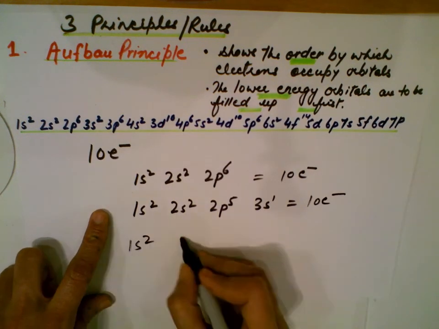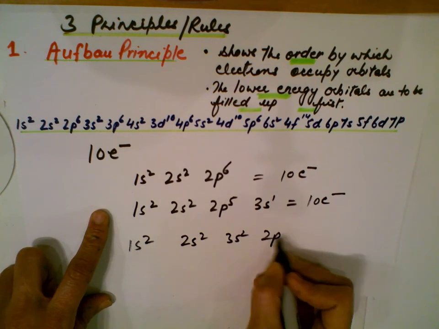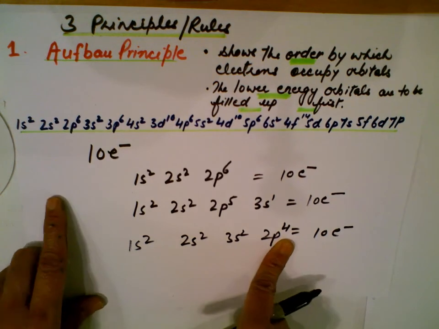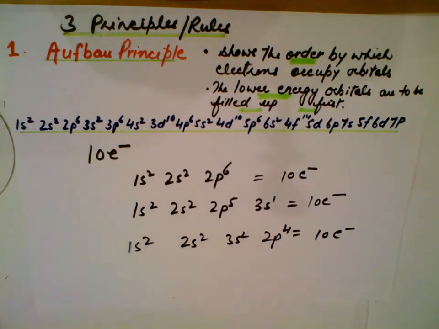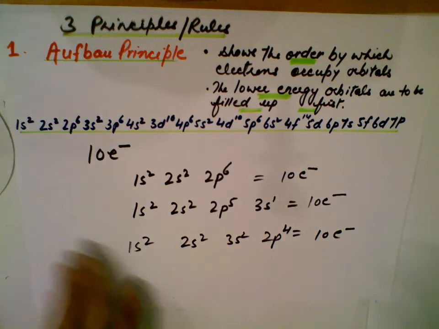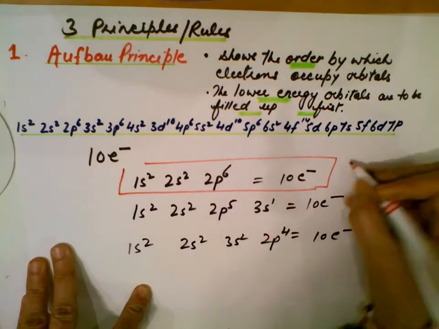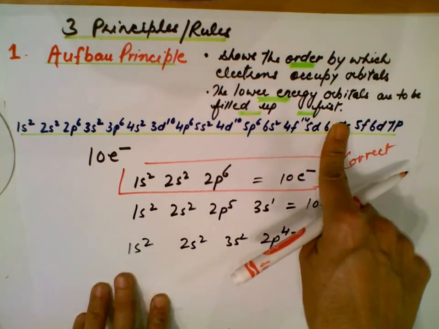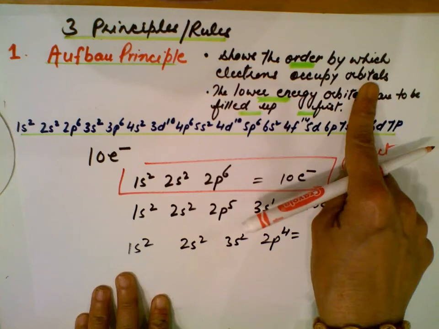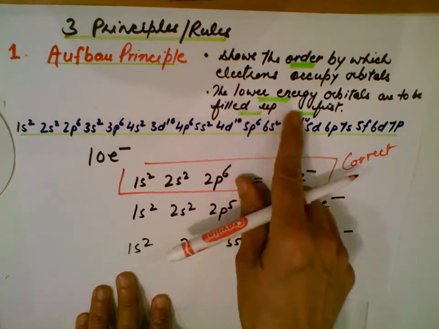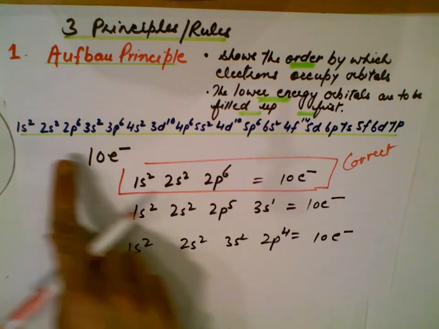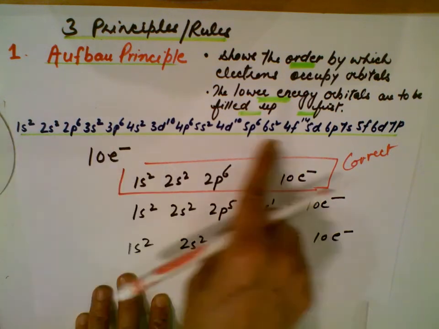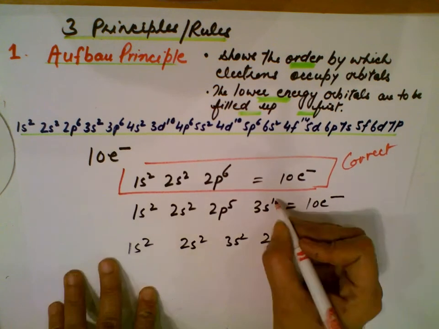And how about if I write it like this? It's still 10 electrons. If you add 2 plus 2 plus 2 plus 4, it's still 10. So what is happening here is, this one is correct because this is following both the rules. It is following the order, and also the electrons are occupying the lower energy level first, because here the lowest energy is here. You always start from the lower energy and then you go on and on to the higher and higher.